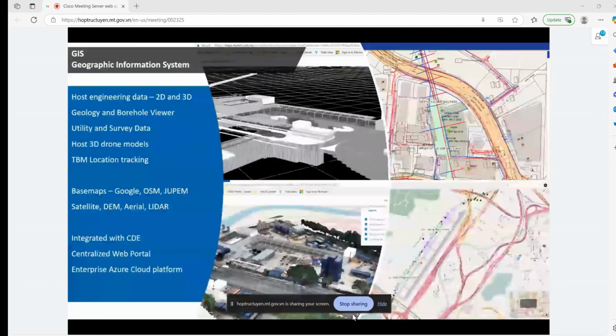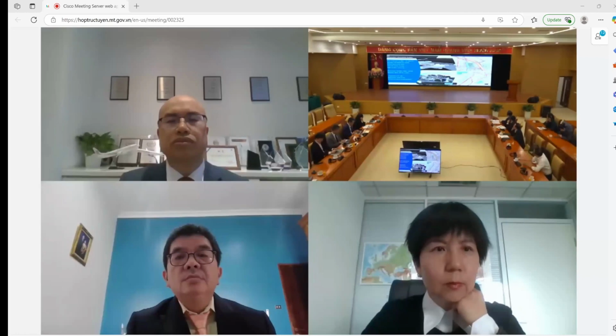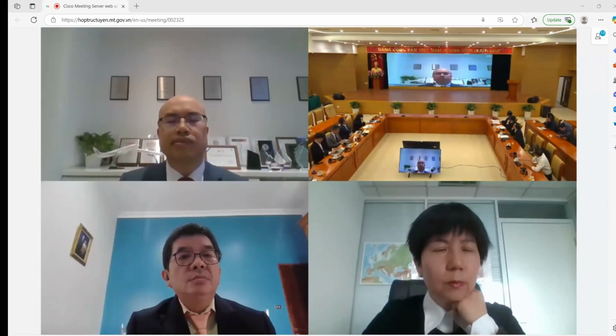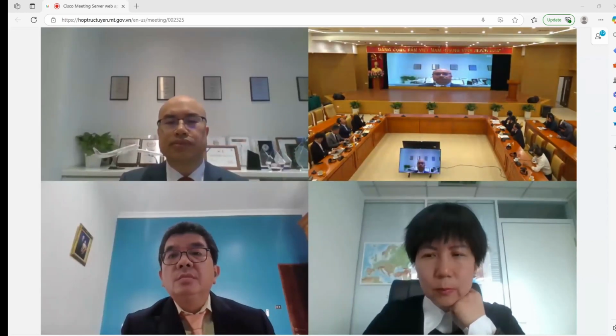So the GIS, basically, again, you can include utility information if it's available. You can include TBMs if you've got tunneling machines. You can include information from drones. You can include data around the population density, et cetera. So GIS is a really powerful way of actually managing a project, especially during the FEED stage.